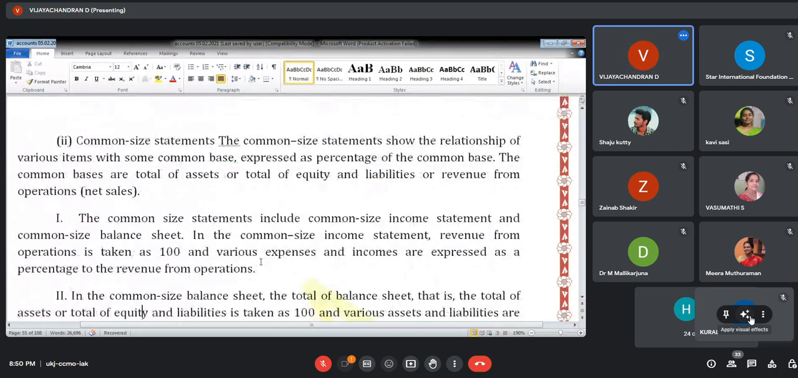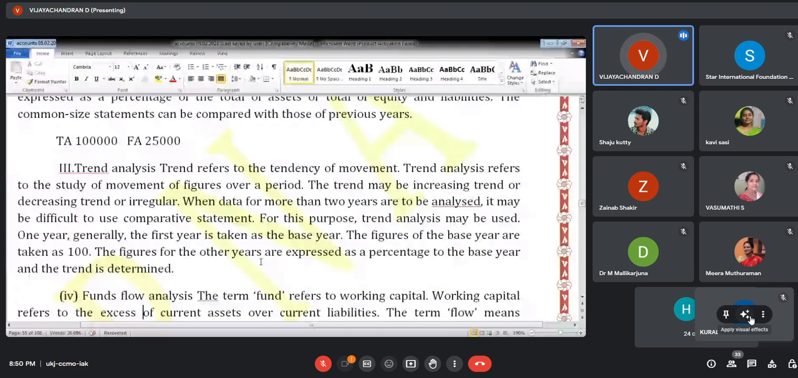And trend analysis. Trend means you can take the first year as a base, and all other years will be expressed in the form of percentage. Suppose I am taking 10 years, from 2015 to 2024, and comparing the trend. I will take 2015 as the base 100. Then for 2016, 17, 18, I will see the movement, how much the figure is moving. That is called trend analysis.